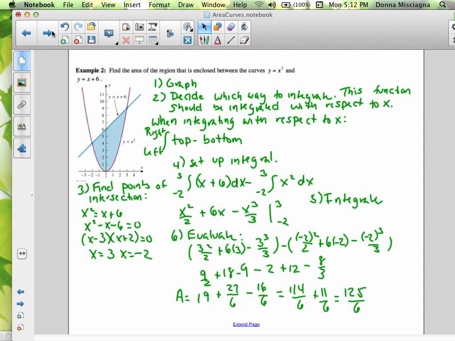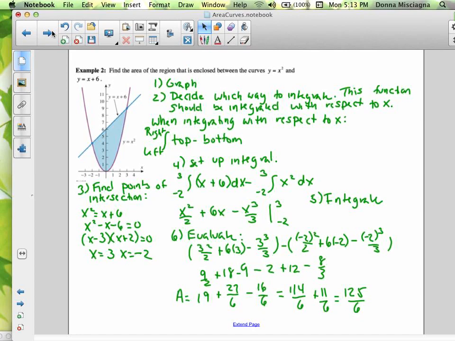So we have 3 squared divided by 2 plus 6 times 3 minus 3 cubed divided by 3, and then we're going to subtract -2 squared divided by 2 plus 6 times -2 minus -2 cubed divided by 3. So that becomes 9 halves plus 18 minus 9, and that would be a -2, a plus 12, and a minus 8/3. So I just got a common denominator here so I could add everything. And I added the integers together first and then got a common denominator. So there's an 18, and there's a 12, and there's a -2. So that's going to give me a 19.